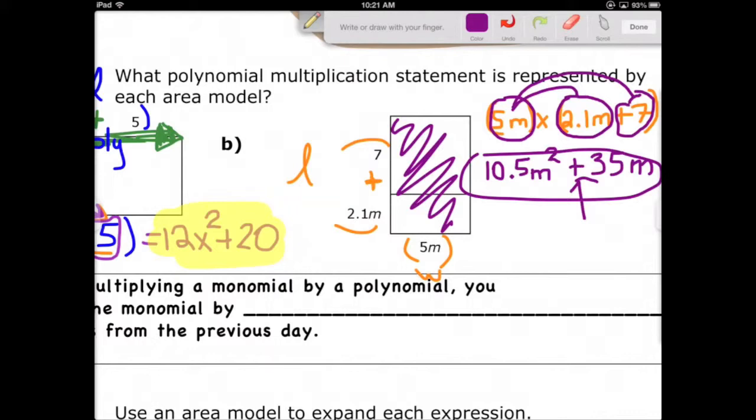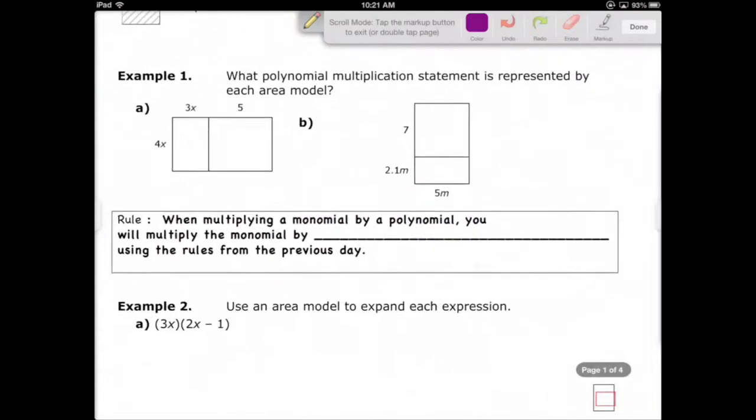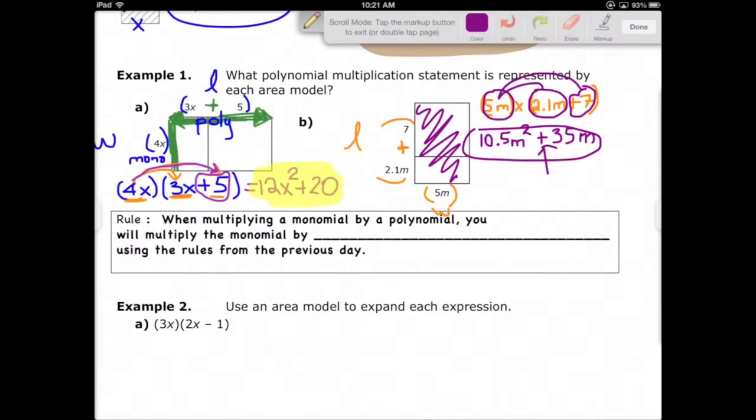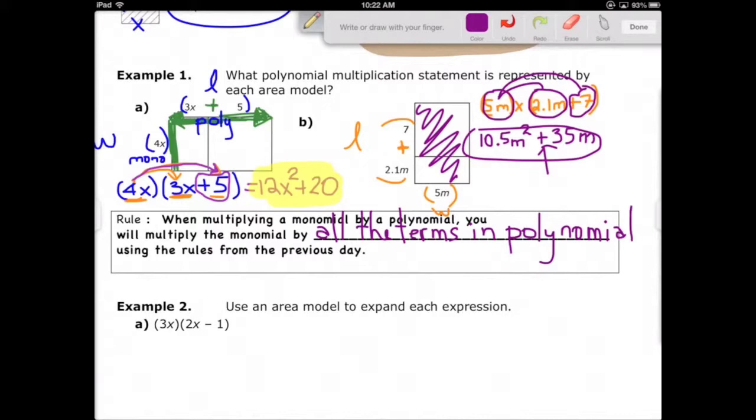So what have we got? We've got a rule that's popped up which states that when multiplying a monomial by a polynomial, you multiply the monomial by, wait for it, here it comes, all the terms in the poly. I'll say poly for short, but of course I mean polynomial. So we call that the distribution rule. You have to distribute the monomial to everybody in the polynomial.